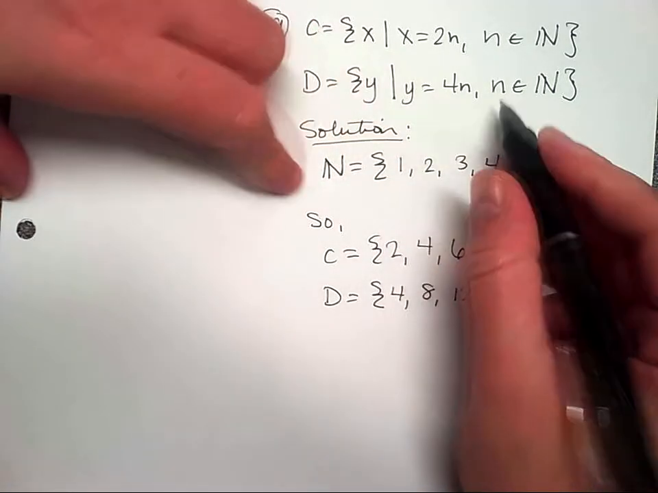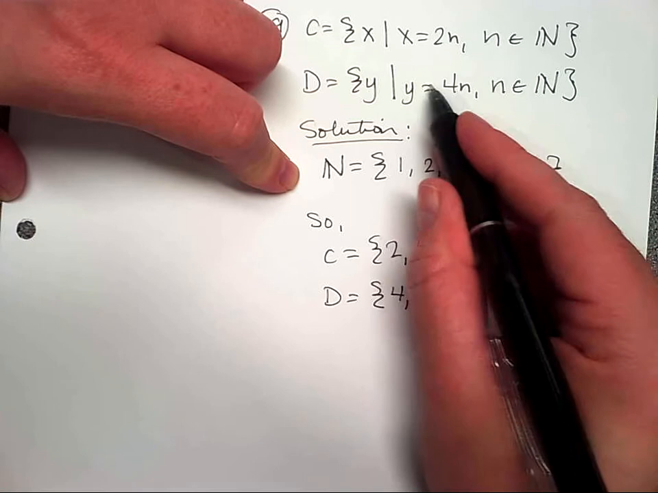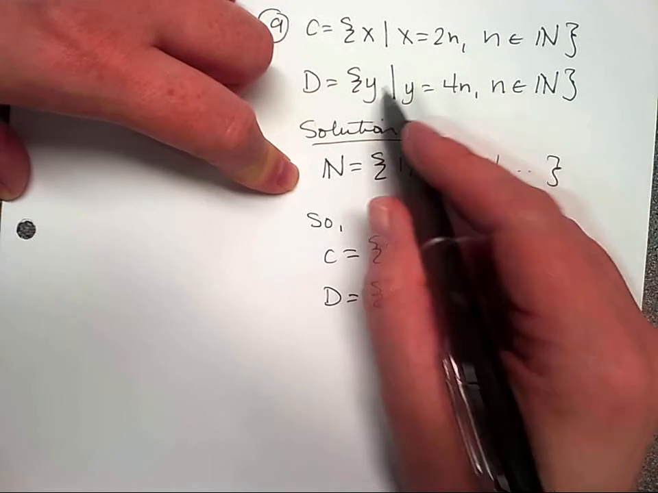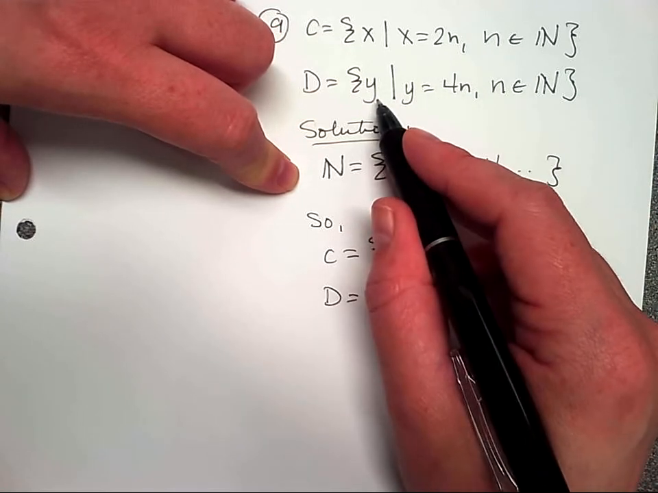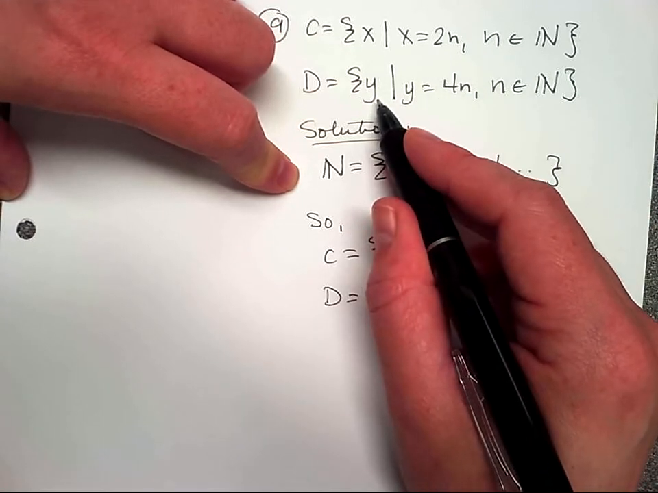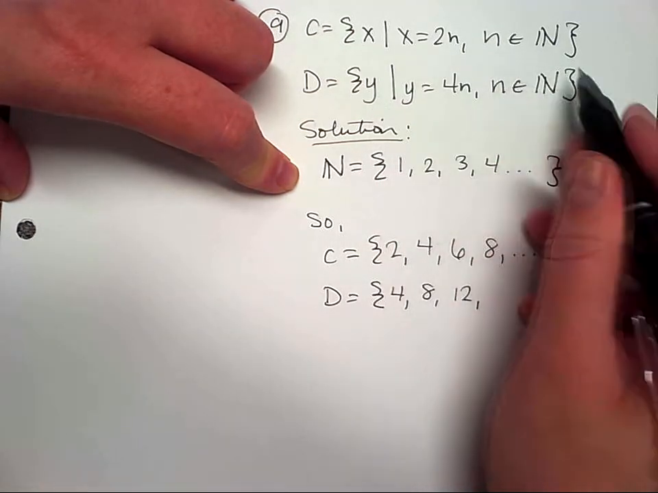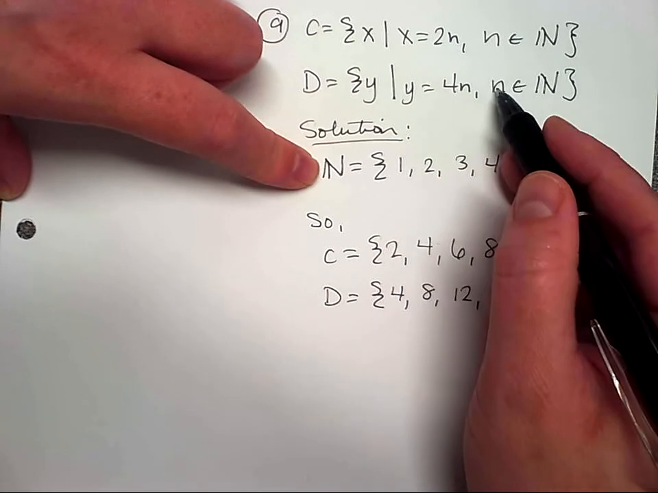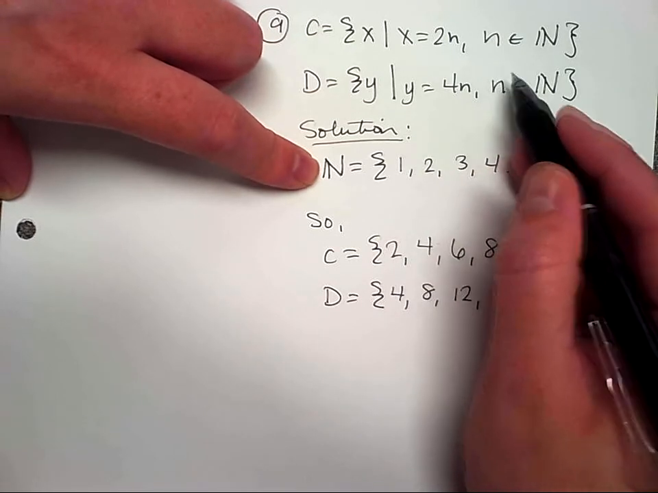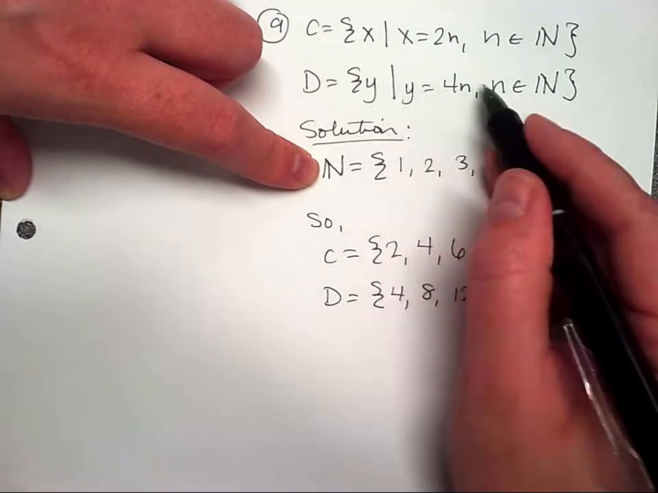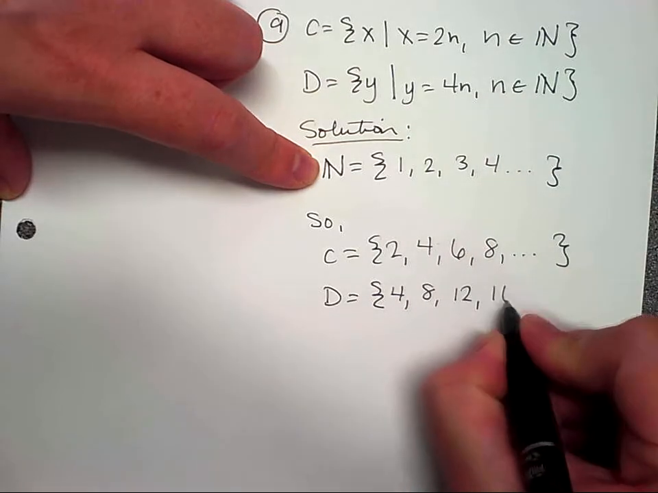I'm plugging my natural numbers n into this formula to see what my elements of the set D look like, right? Is that clear? I'm getting a yes. That's clear? So I'm going from this set, the natural numbers, and I'm plugging those values in because those are my little n's. I'm plugging those values into here to see what my elements look like.